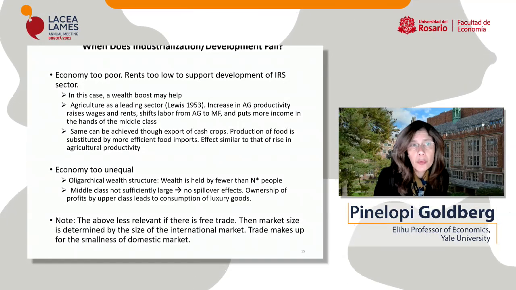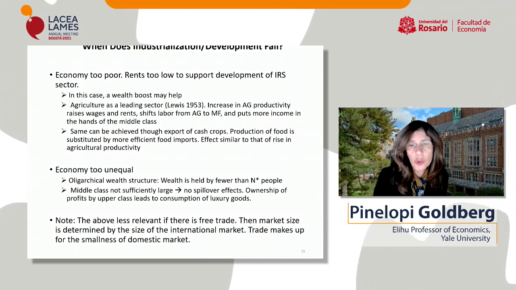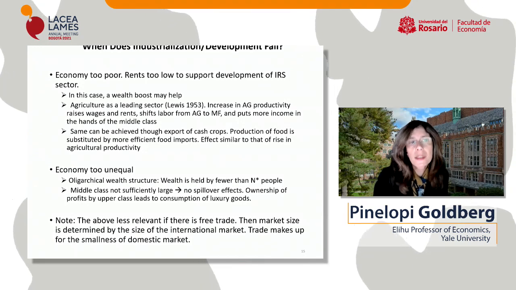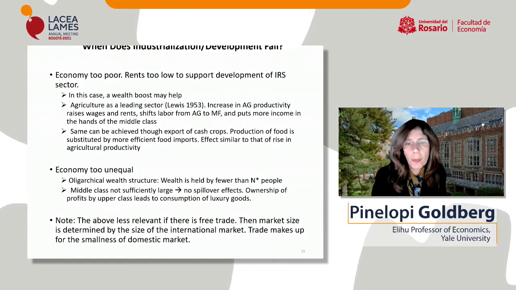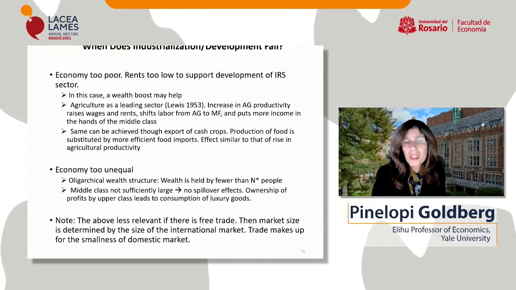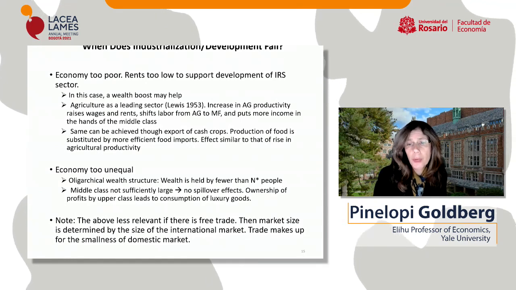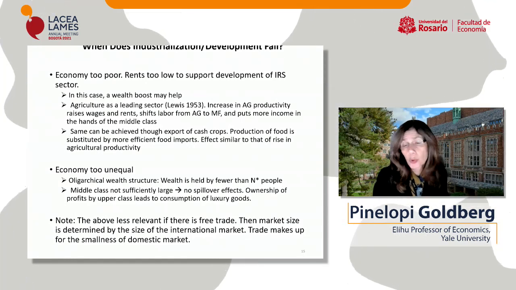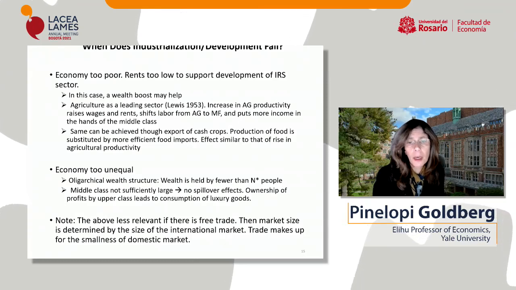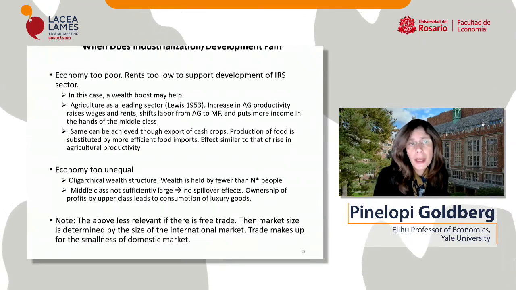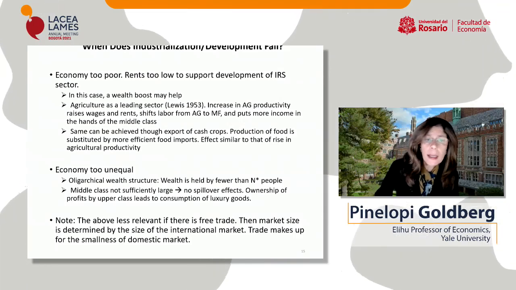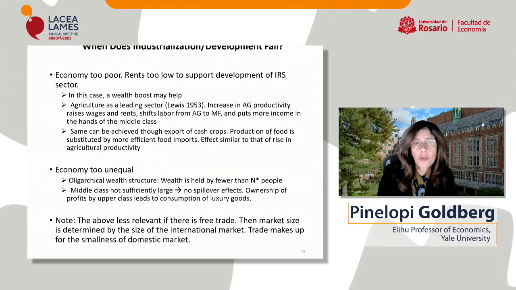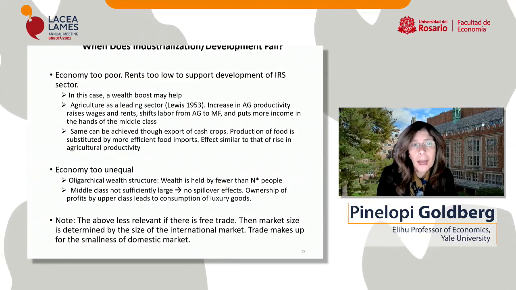That's why many papers see agriculture as the leading sector. So an increase in agricultural productivity raises wages and rents and creates this wealth boost and starts this process of shifting labor from agriculture to manufacturing. The same can be achieved through export of cash crops. That's why exports here could potentially be important. So in some sense, the exports of the cash crop or the exports of oil play exactly the same role as agricultural productivity.